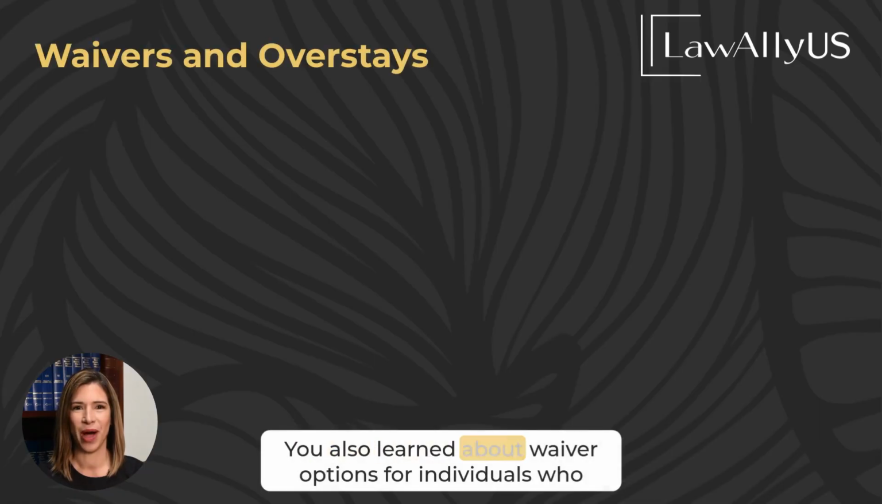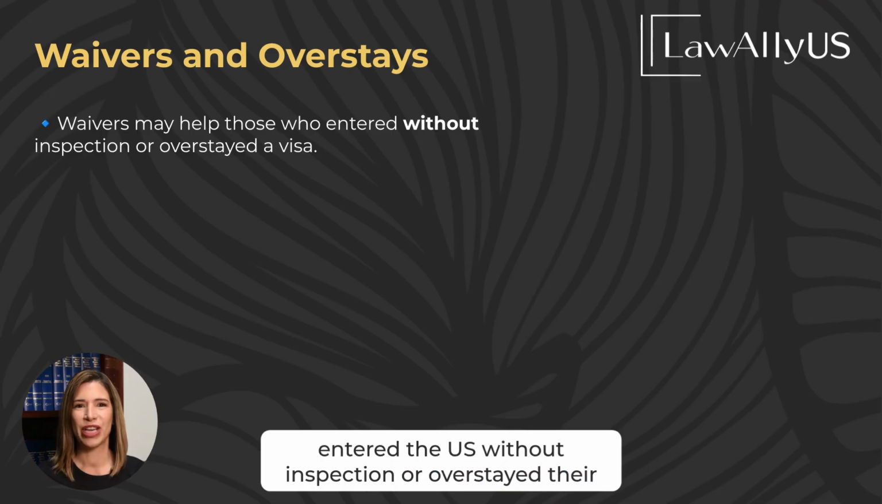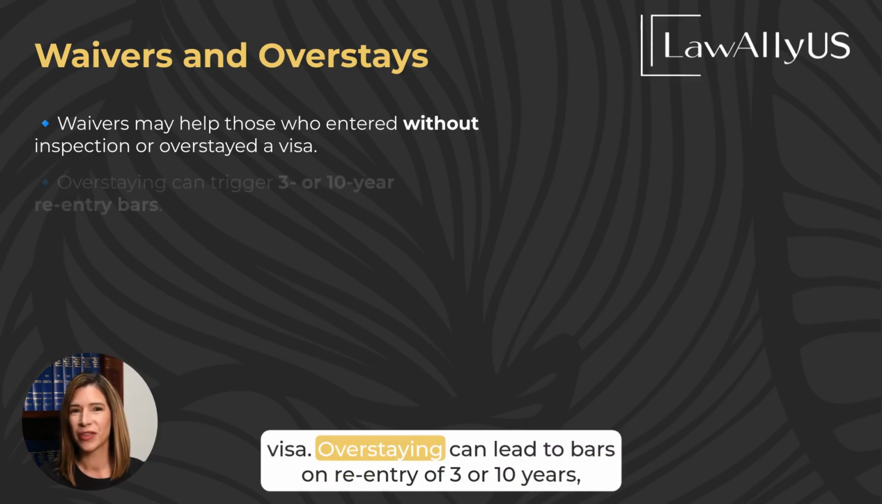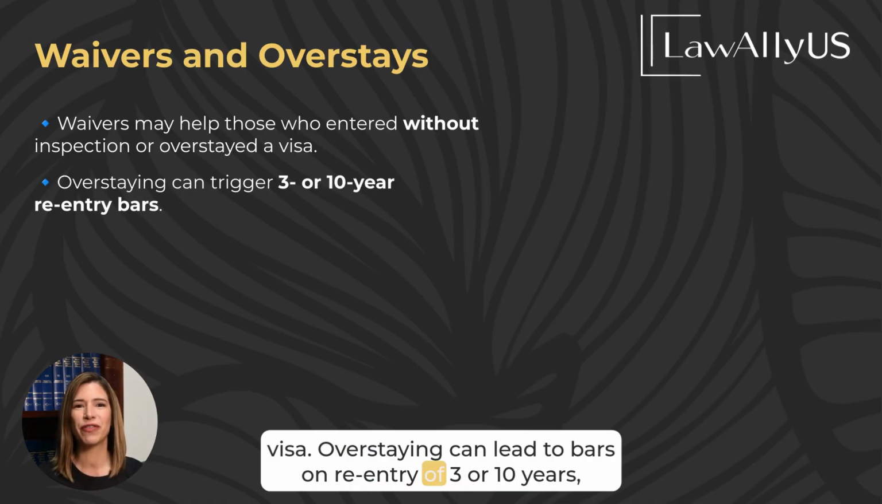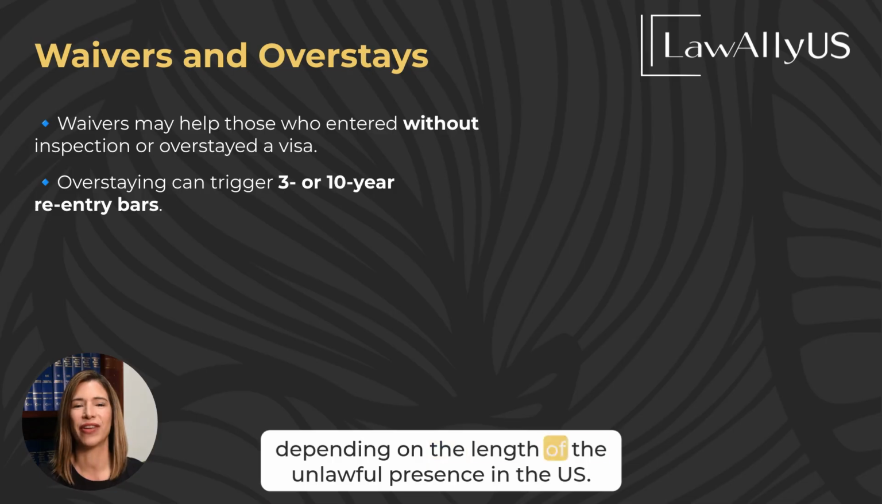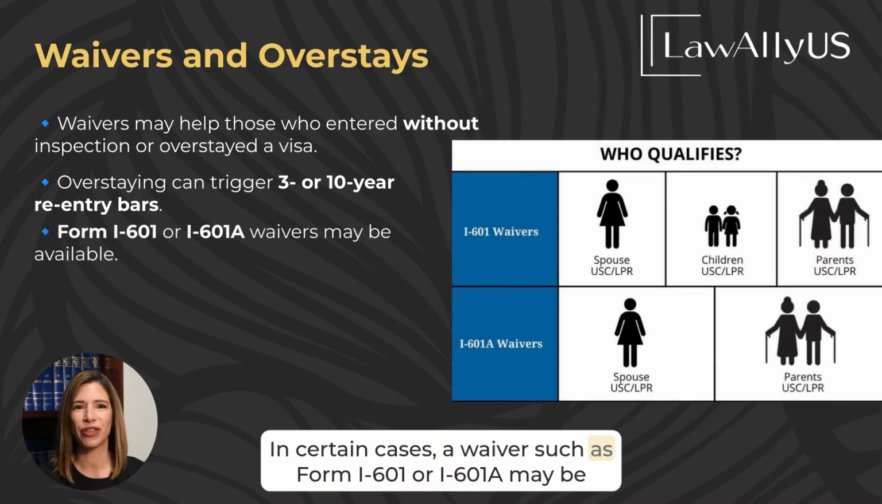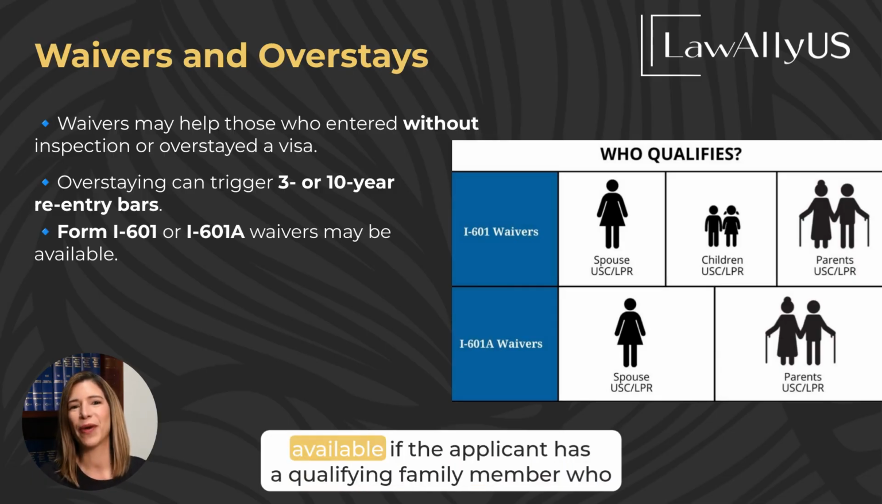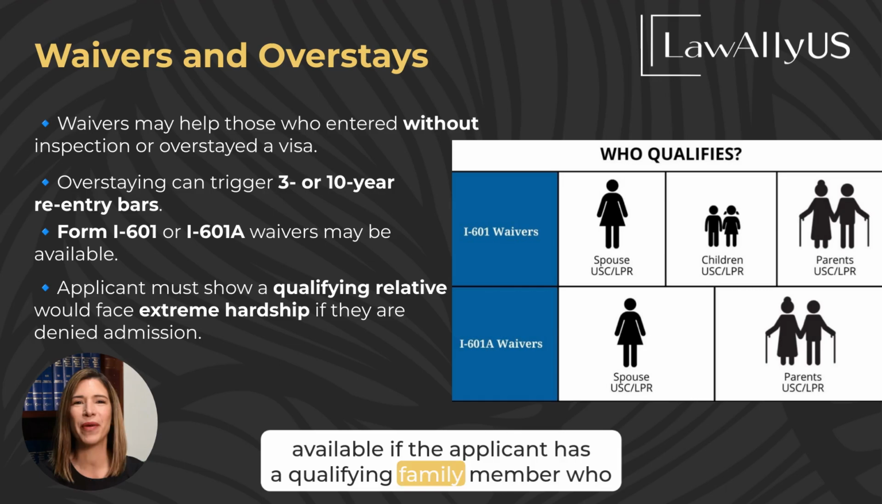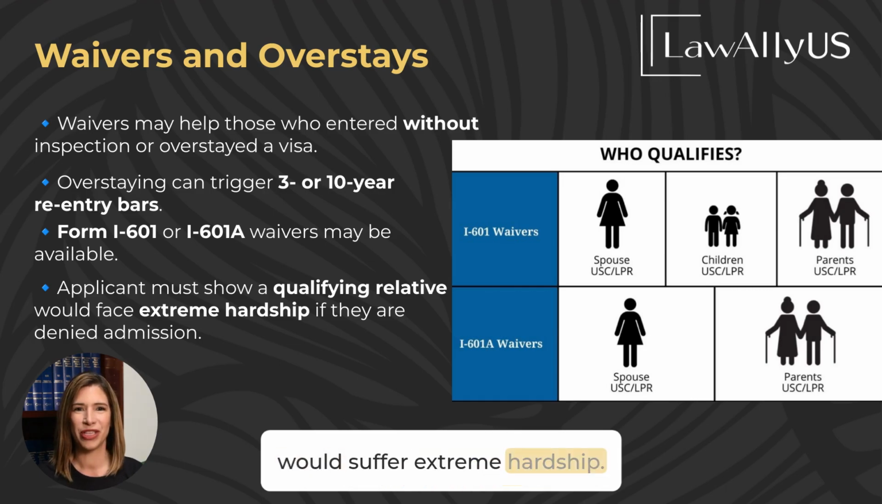You also learned about waiver options for individuals who entered the U.S. without inspection or overstayed their visa. Overstaying can lead to bars on reentry of 3 or 10 years, depending on the length of the unlawful presence in the U.S. In certain cases, a waiver such as Form I-601 or I-601A may be available if the applicant has a qualifying family member who would suffer extreme hardship.